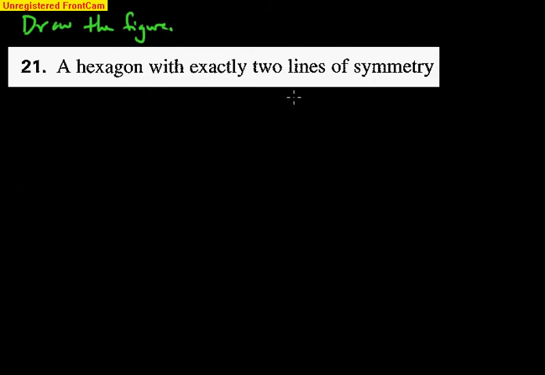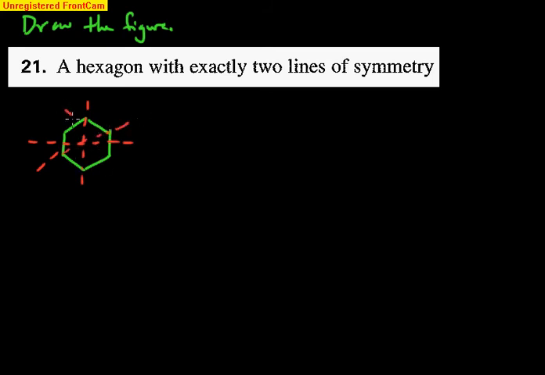So if I'm looking for a hexagon with exactly 2 lines of symmetry, I think I need to have some congruent sides. Now, if I try to draw a regular hexagon, which means all the sides are congruent, and again, I'll do my best here. That's pretty good. So what's going to happen is I'm going to have several lines of symmetry. I'll have one down the middle. I'll have one this way, cutting it in half. And then I'm also going to have a bunch more here, diagonally.